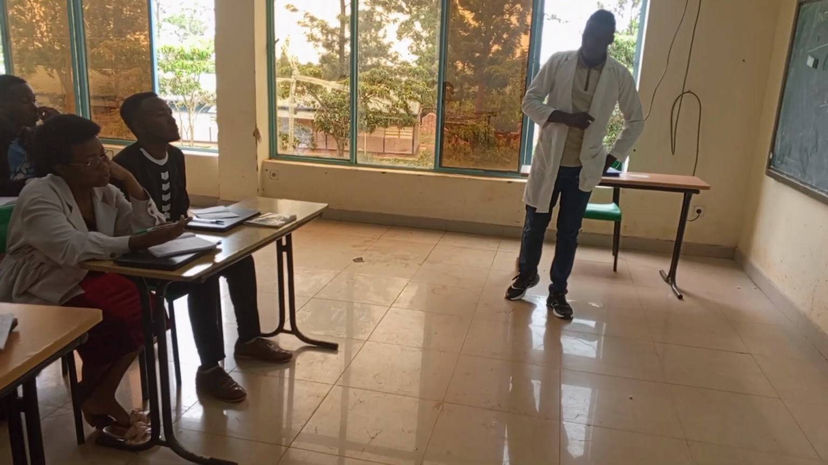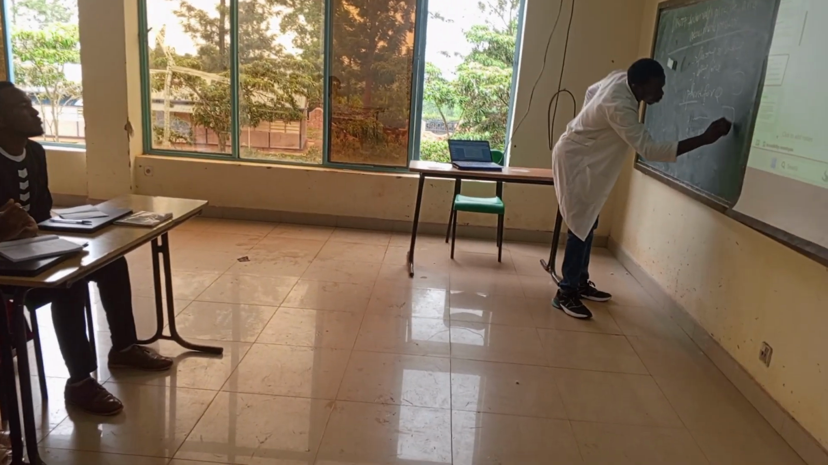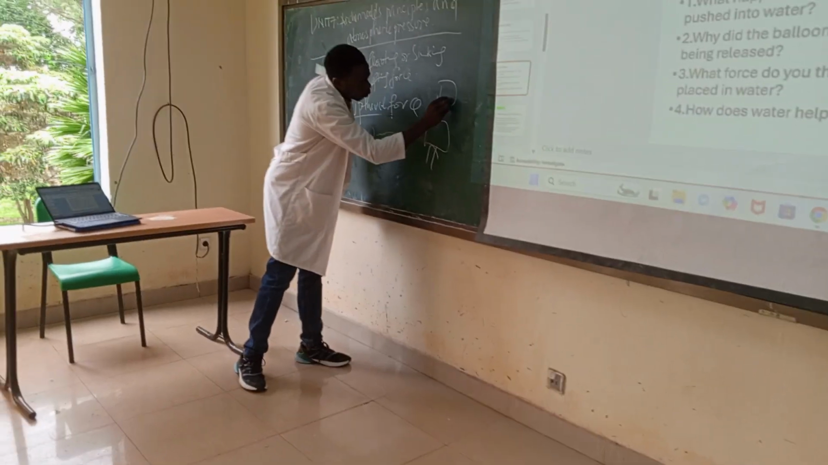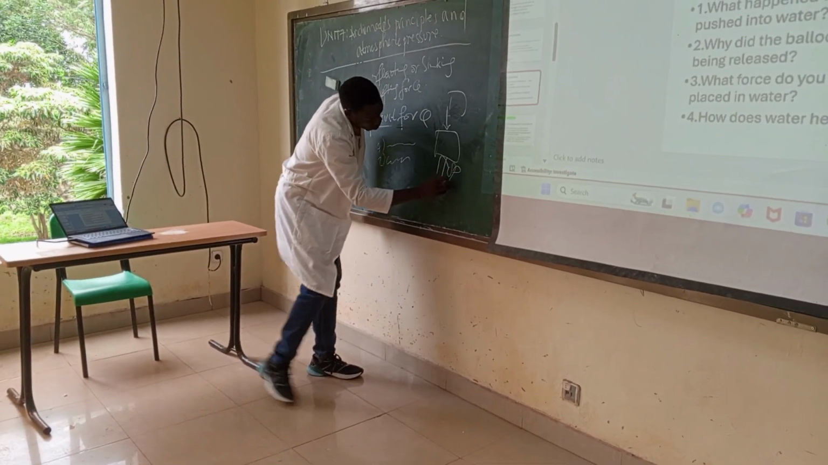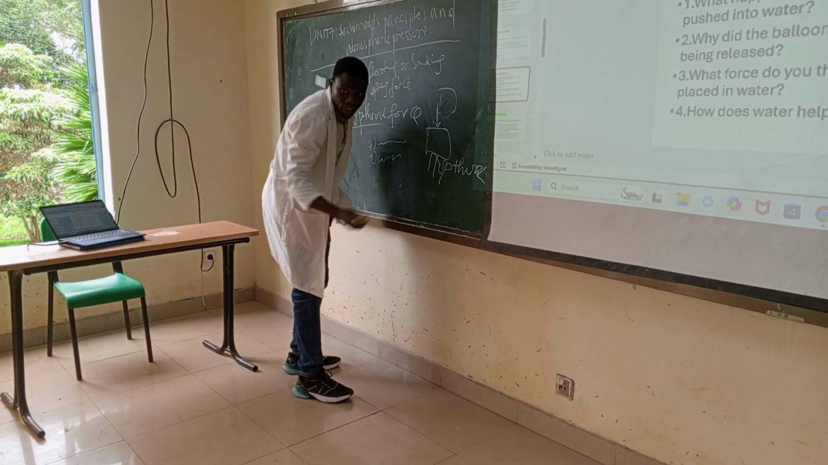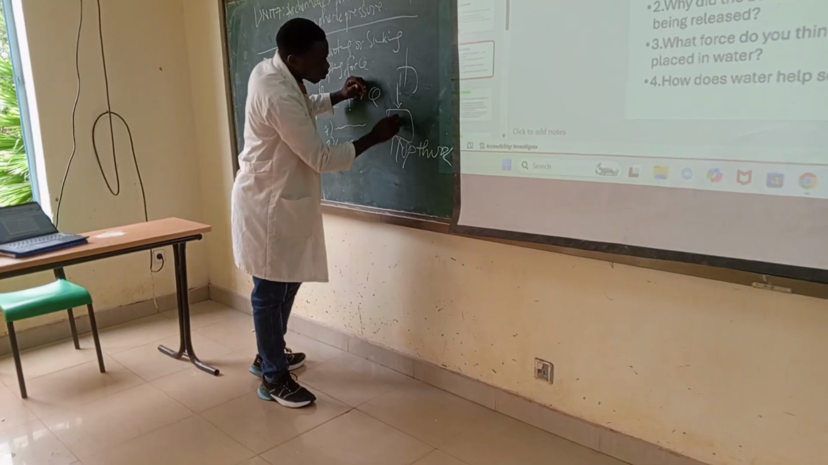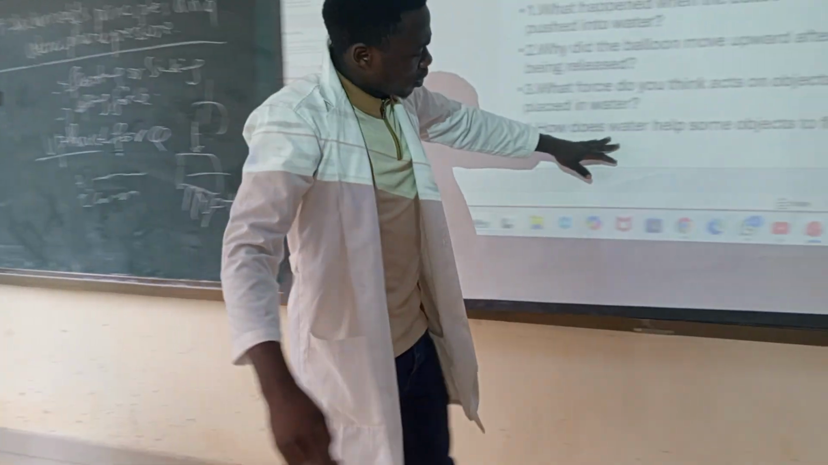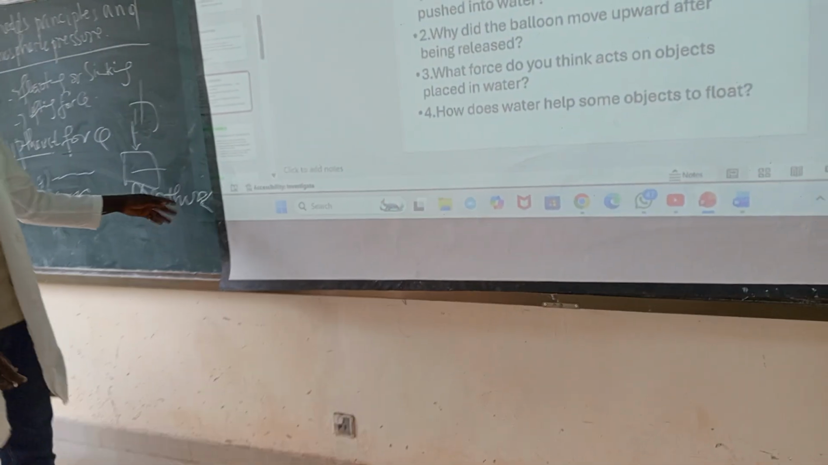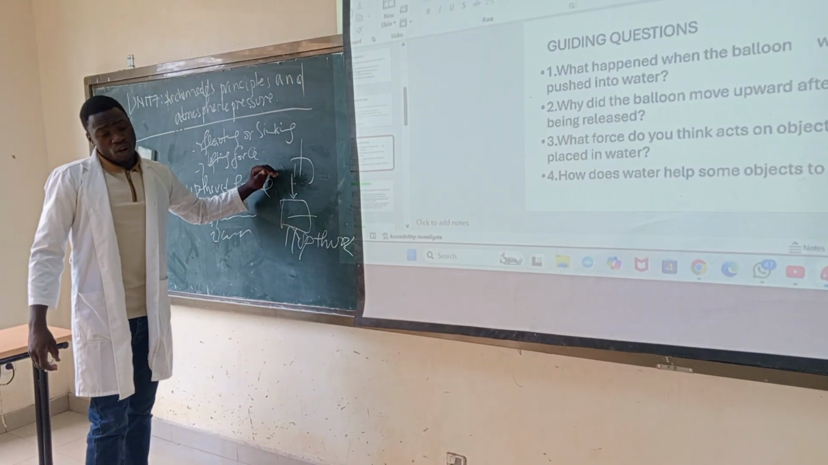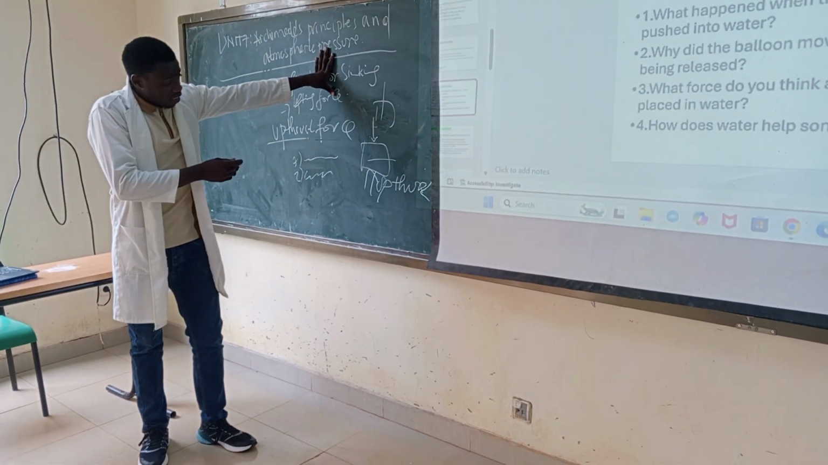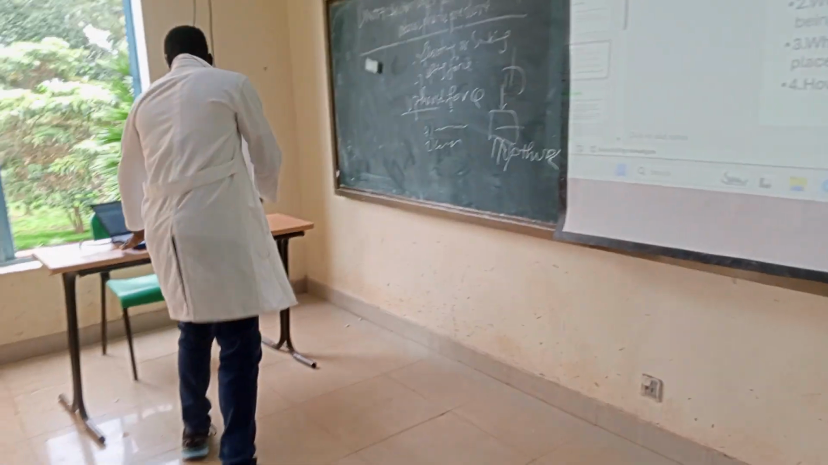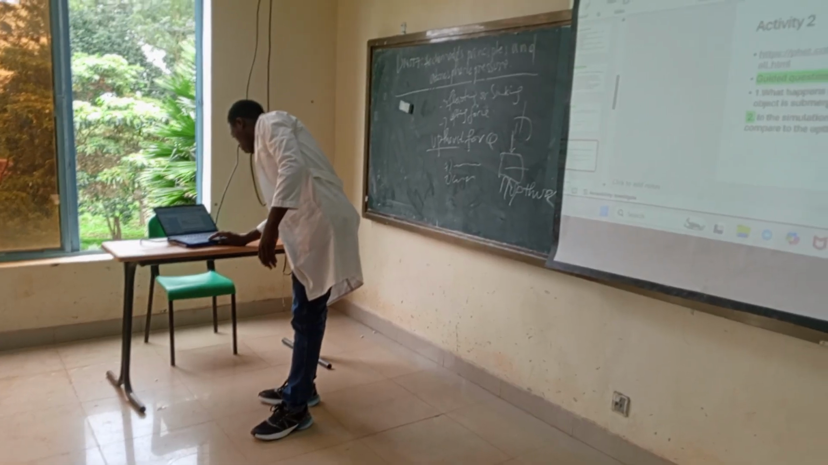We have a force which is exerted on our object: the upthrust, or buoyant force, or upward force, and weight. So our object will float if and only if the density of the water is greater than the density of the object. Thanks.